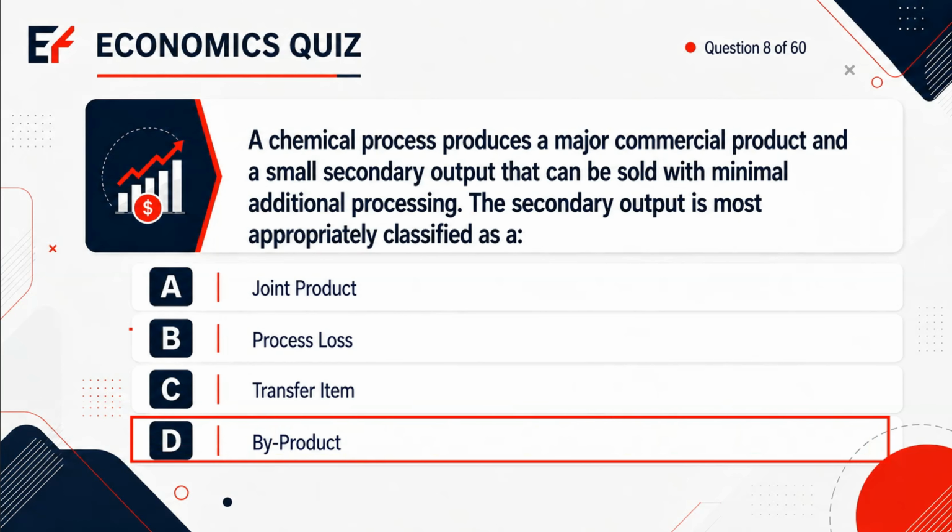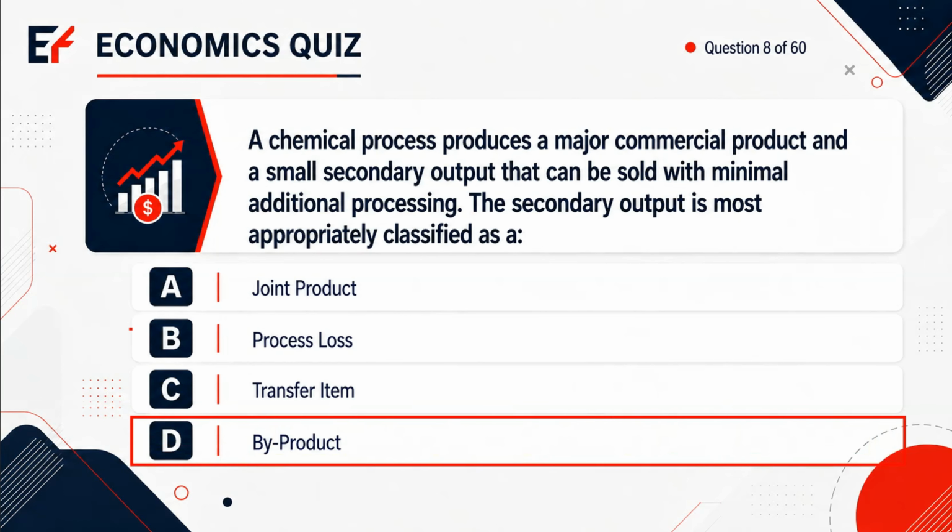Let's separate the classifications. A byproduct is a secondary output with relatively low sales value compared with the main product produced through the same process. Since this secondary output can be sold but is not the primary commercial focus, it is classified as a byproduct. Option A is incorrect because joint products have significant sales value relative to each other. Option B is incorrect because process loss refers to output that is lost, wasted, or unusable during production. Option C is incorrect because a transfer item does not describe a secondary output from a joint production process.